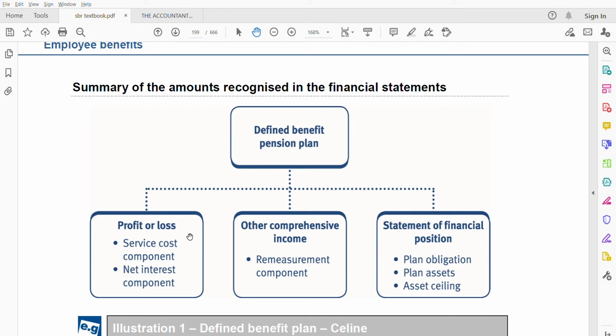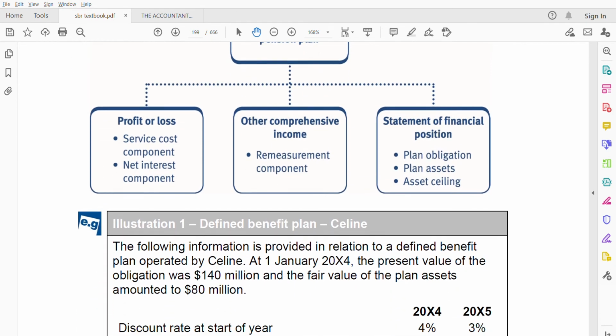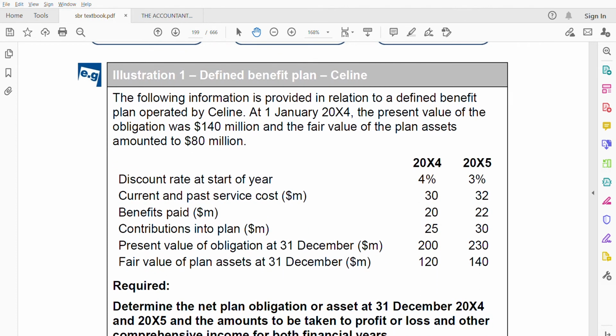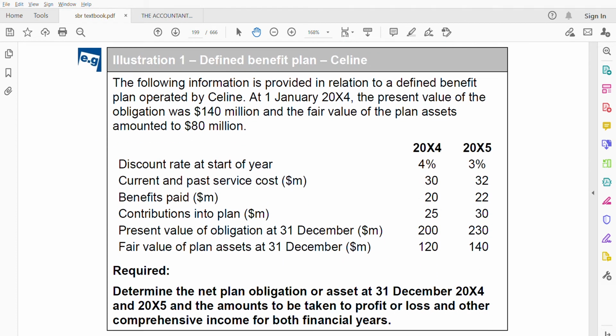So in the profit and loss, two things will go: one is the service cost, one is the net interest. In other comprehensive income, the remeasurement component will go. In the statement of financial position: plan obligation, plan asset, and asset ceiling. Asset ceiling we haven't covered yet; it will be covered later. So now let us illustrate this, because this is a very good illustration even from your exam's point of view. You must have seen this in the revision kit.